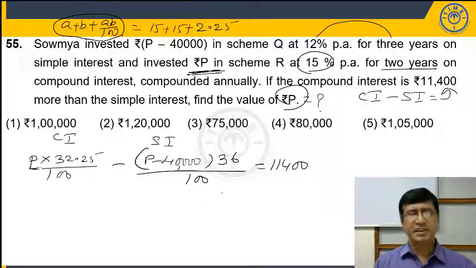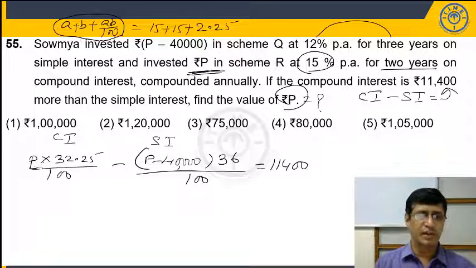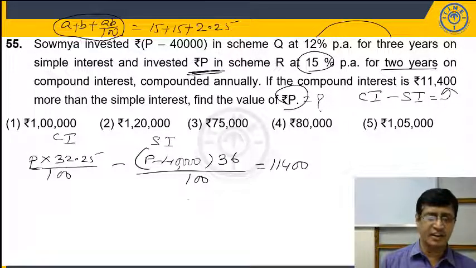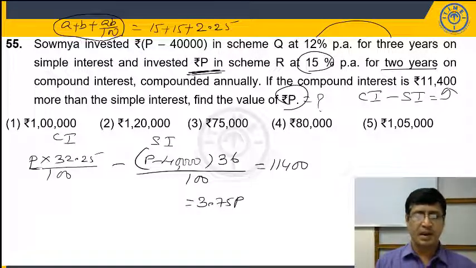Now 100 is a base here, that is the LCM. Now by doing cross multiplication, you will get 1140000 on the right hand side, whereas on the left hand side, what you will get is 3.25p minus 36p. So when you take this to the other side, you will get 3.75p, and 4 into 36 is equal to 144. 144 minus 114. Now you will get 80.